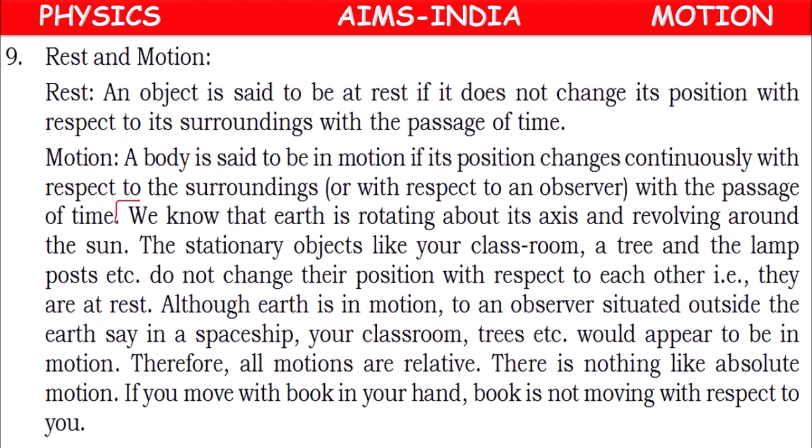So if we compare this paragraph, we know that Earth is rotating about its axis and revolving around the sun. So the stationary objects like your classroom, tree, lamp post do not change their position with respect to each other. They are at rest. Actually, because your classroom, tree, lamp post, all are situated on the earth.